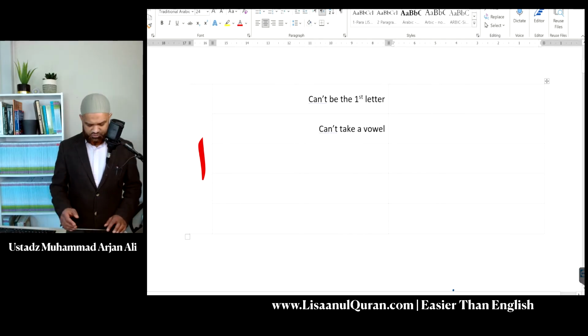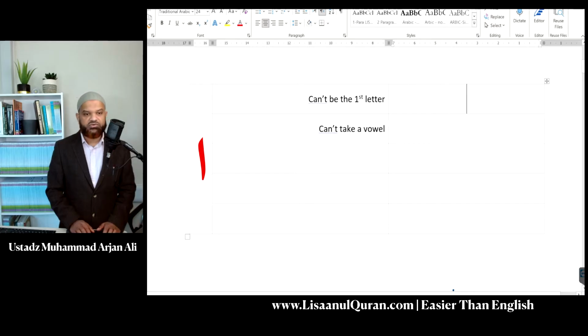Now, sometimes in Arabic, I'm sure you will all tell me that this is wrong because you've seen Alif at the beginning of a word. So, for example, we have here Alhamdu.